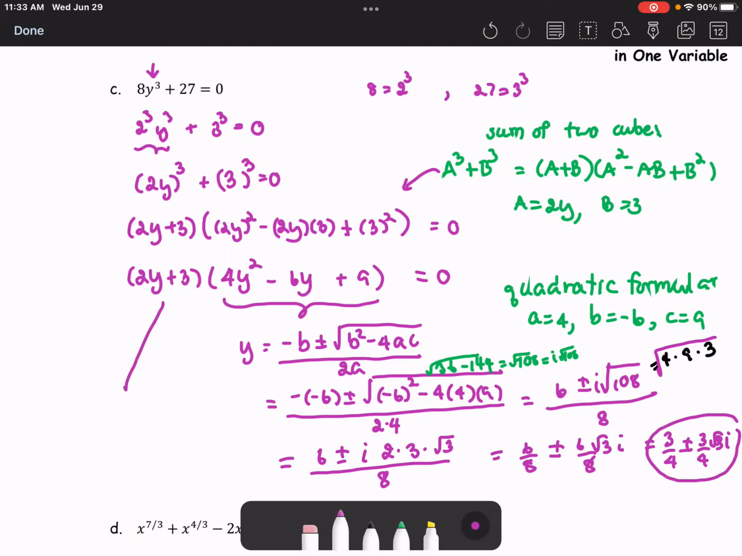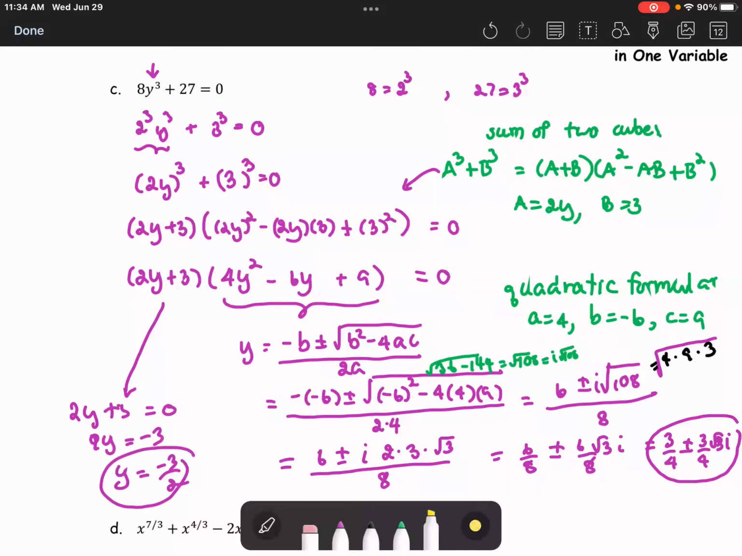And also the first factor here, remember, we have to keep it as another solution. So then we have 2y equals negative 3, or y equals negative 3 over 2. So we get 3 solutions for this equation.